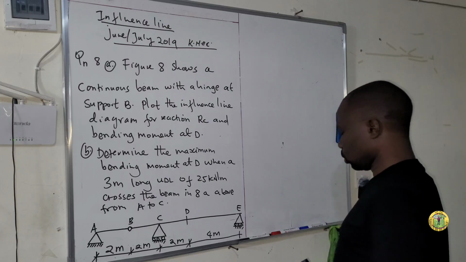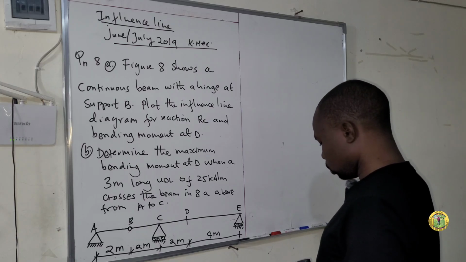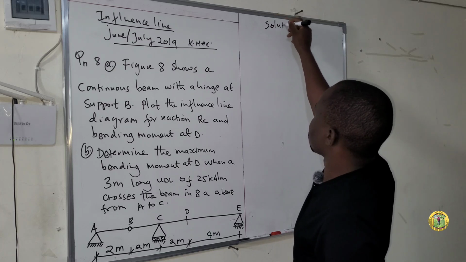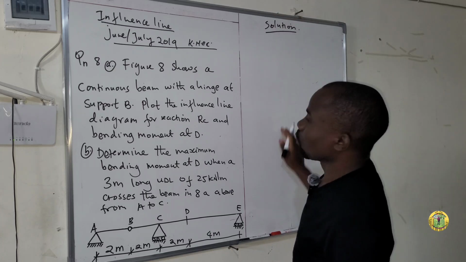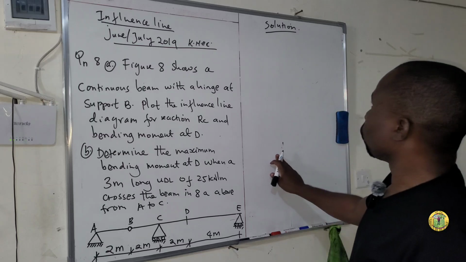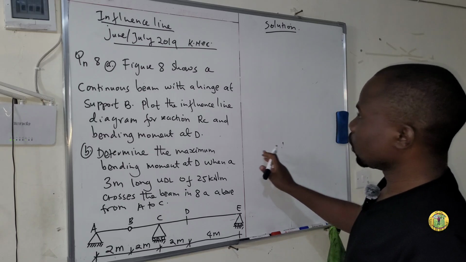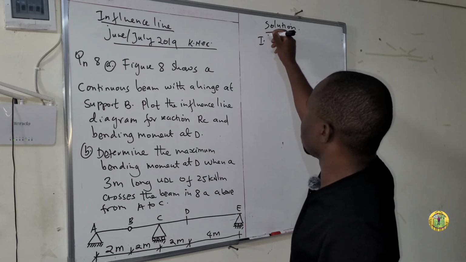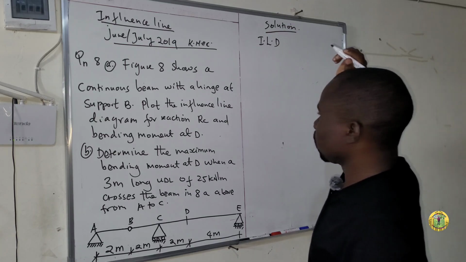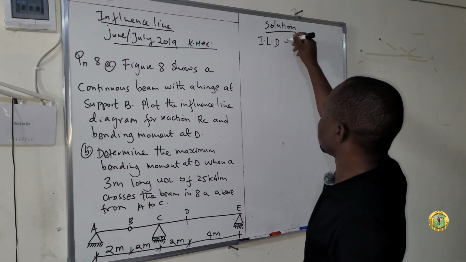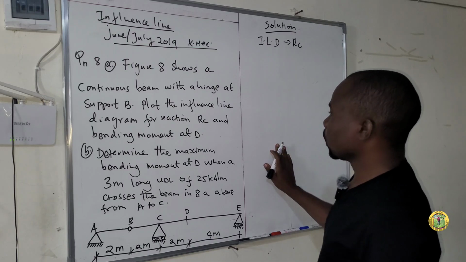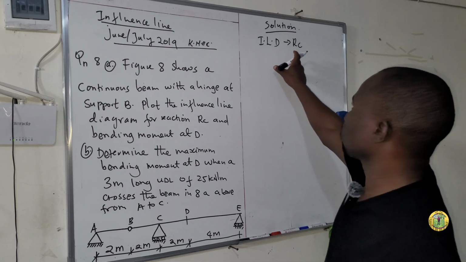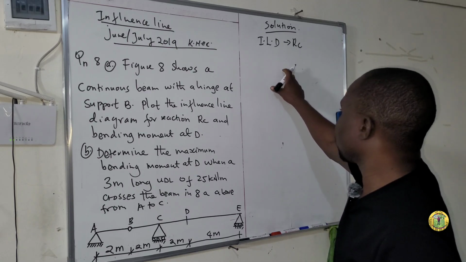So, solution. We will begin with part A, where we have been told to plot the influence line diagram for reaction RC and then bending moment at D. So let's begin with the influence line for RC.